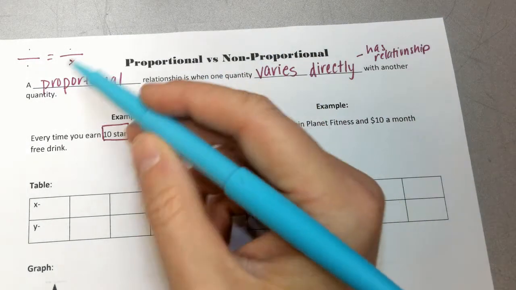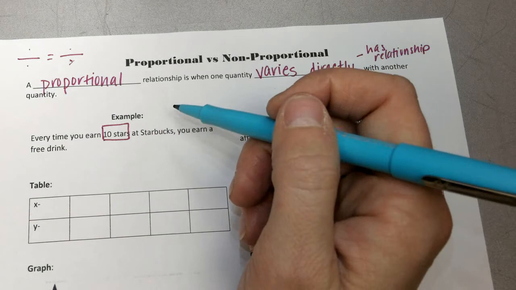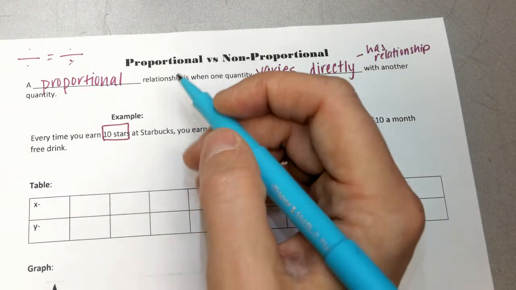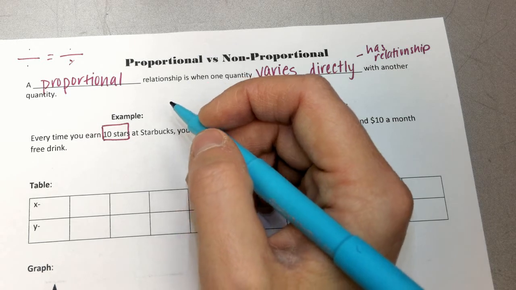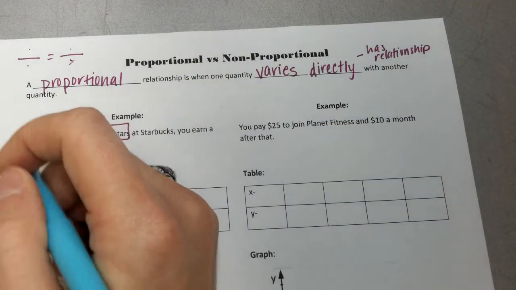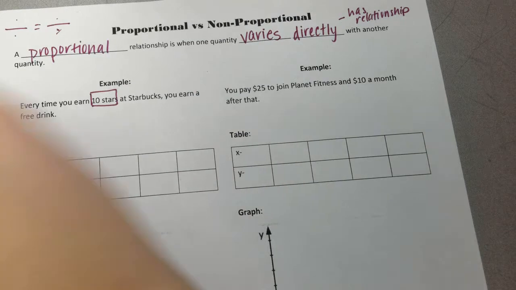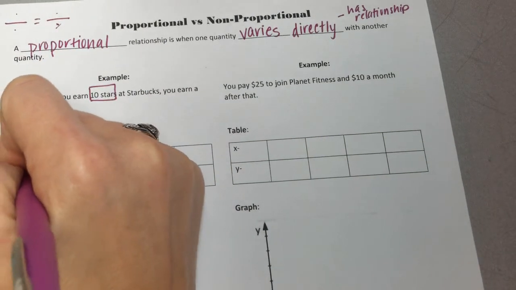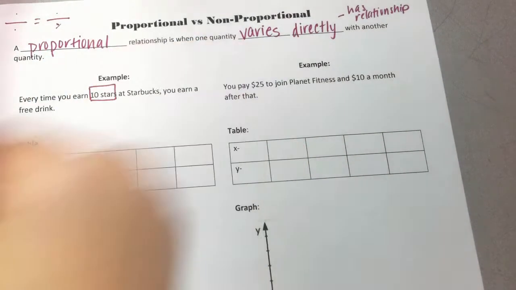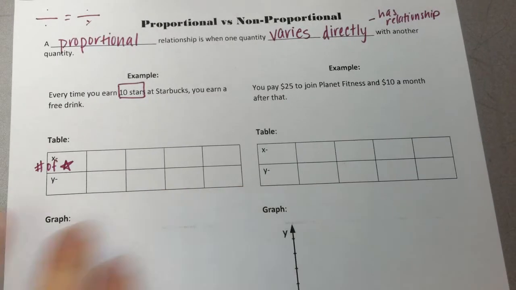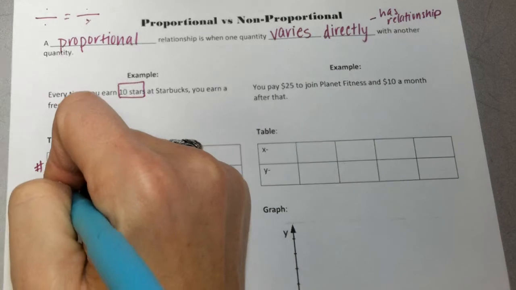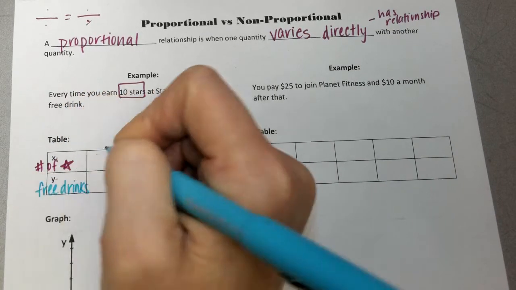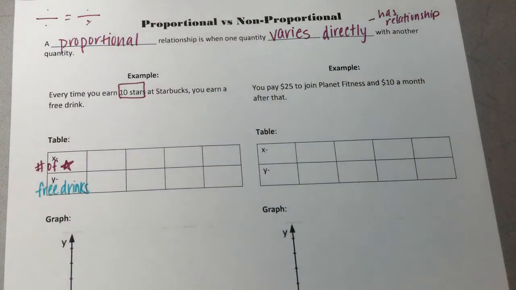But it's okay. Every time you earn 10 stars at Starbucks, you earn a free drink. Yay, free drinks. I do like that. So our x variable here, let's go ahead and label this. Our x variable is going to be our number of stars. And our y variable is going to be the number of free drinks.